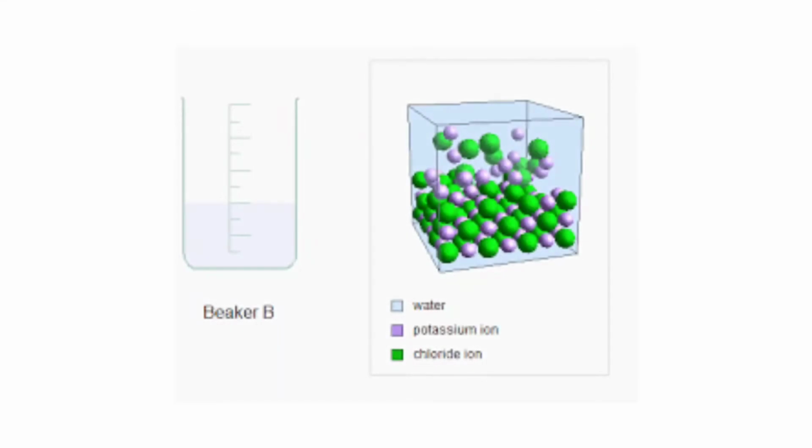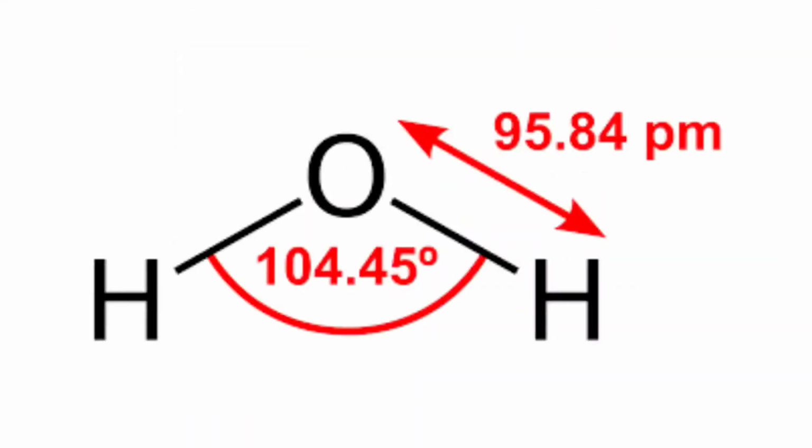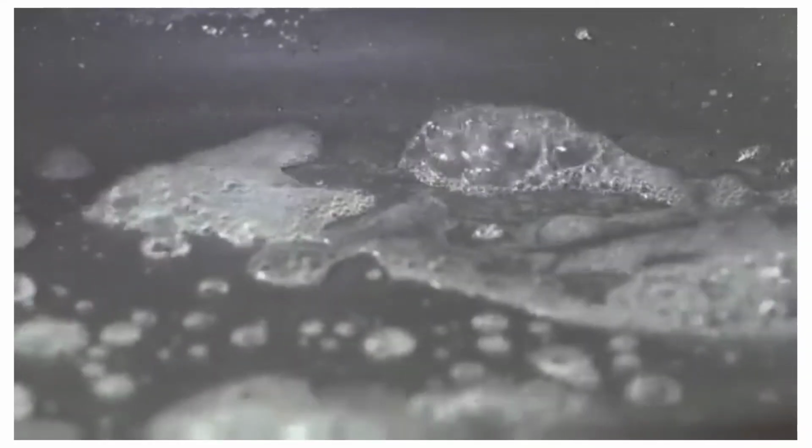Which of the following has the highest boiling point? We have potassium chloride in water, carbon chloride, ethanol in water, and water. The highest boiling point among these four is potassium chloride in water.